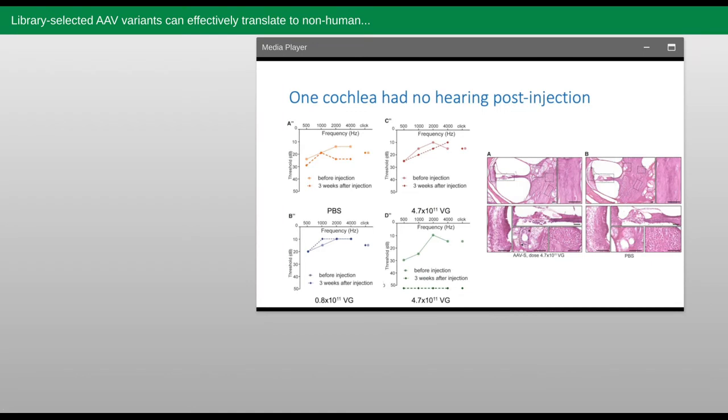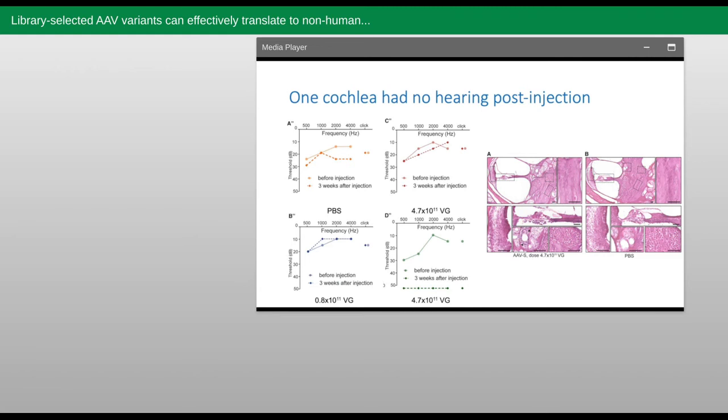We wanted to make sure that the vector was safe in the ears of these primates. So we did ABRs of 4 of the treated ears before and after, including the PBS injected ear. You can see these ABRs are flipped compared to the previous data in the mouse, so lower on the graph is worse. For 3 of these ears, the PBS treated ear as well as the low dose and one of the high doses, we saw no difference before and after injection.